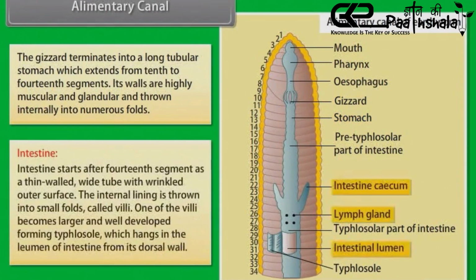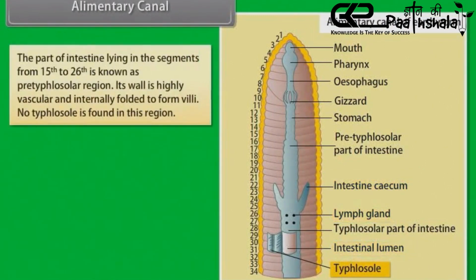Intestine. Intestine starts after 14th segment as a thin-walled white tube with wrinkled outer surface. The internal lining is thrown into small folds called villi. One of the villi becomes larger and well developed, forming typhlosole, which hangs in the lumen of intestine from its dorsal wall. The part of intestine lying in the segments from 15th to 26th is known as pretyphlosolar region. Its wall is highly vascular and internally folded to form villi. No typhlosole is found in this region.